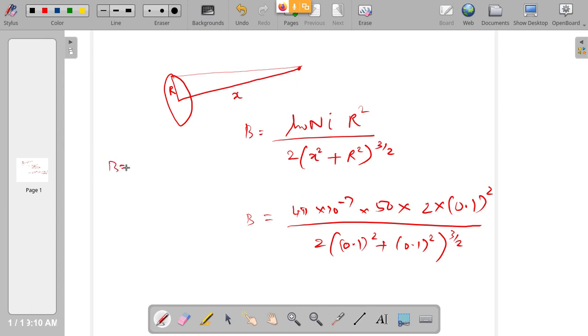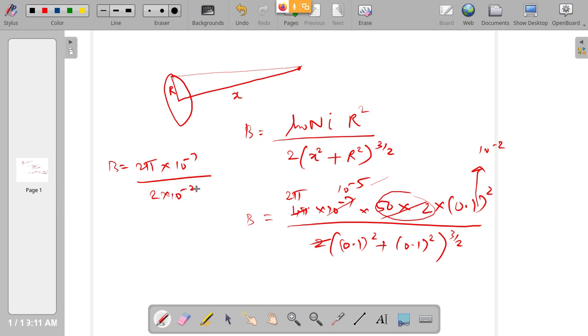So B is equal to, see, 50 into 2 is 100. If you cancel directly here also, you will have 10 power minus 5. 4 pi and 2, if you cancel, you will have 2 pi. This is again 10 power minus 1 square, so it is 10 power minus 2. So again you will get 10 power minus 5, 7 only. So 2 pi into 10 power minus 7 divided by, this is 10 power minus 1 square, 10 power minus 2, 10 power minus 2, so 2 into 10 power minus 2 whole power 3 by 2.